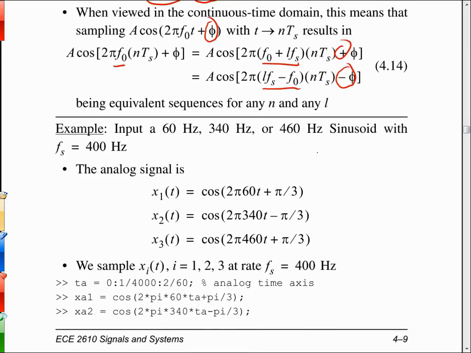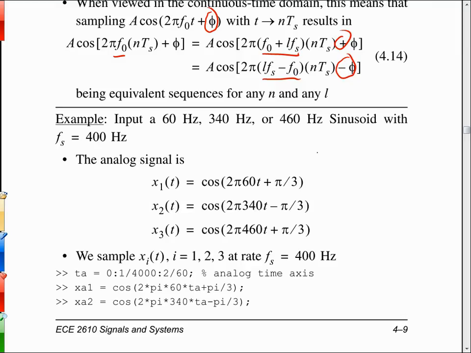For starters, we've got an analog signal at 60 hertz, 340, and 460, and we're going to sample at 400 samples per second. I've got the signal set up so that the 60 and 460 are at plus pi over 3, and the 340 is at minus pi over 3. So these three sinusoids fit equation 414 to a T.